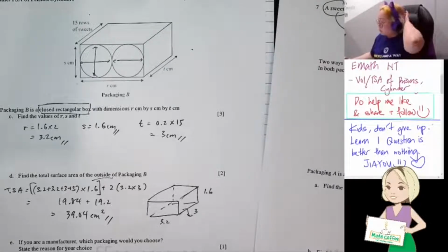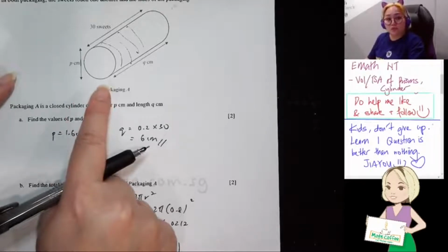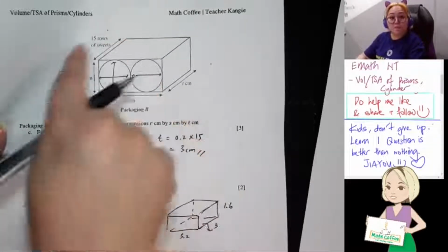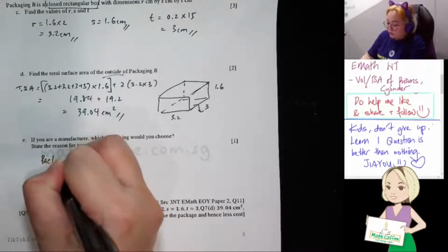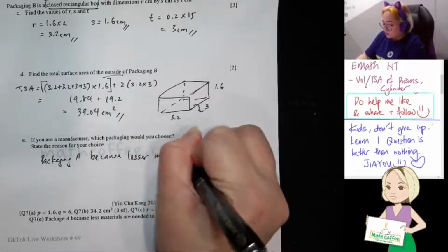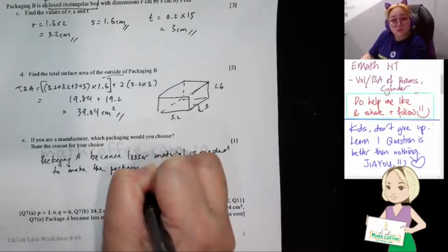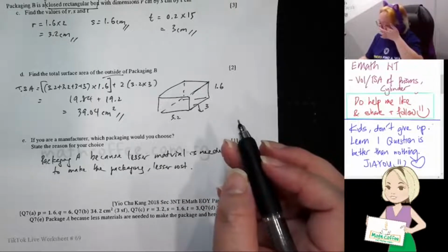For packaging cost, of course, we will use total surface area. Why? Because for packaging A, you will use this area to wrap 30 sweets. Then for packaging B, you will use 39.04 to package these 30 sweets. By comparing 39.04 and 34.2, we definitely know that we want to choose packaging A because it is cheaper in terms of material. So we will choose packaging A because lesser material is needed to make the packaging. Lesser material means lesser cost. And that's how you decide that I'm going to use packaging A.